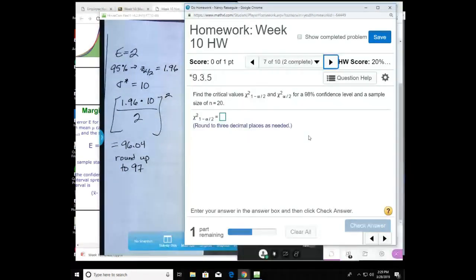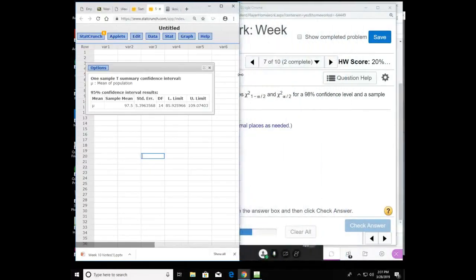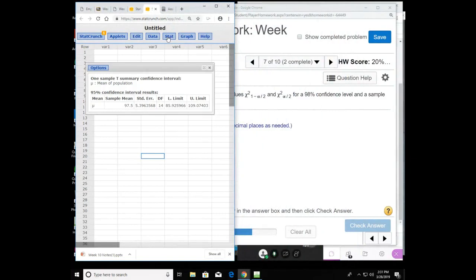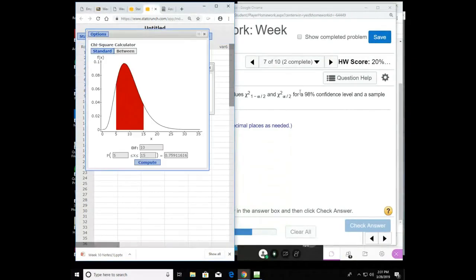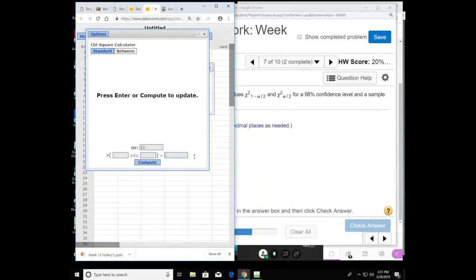If you really want to do it on your calculator, there's a way to do that, and it's not that hard once you get it set up, but it's easier to do it in StatCrunch. So in StatCrunch, you just need to have a blank data editor open, and you want to do stat calculators and do chi-square. So this one, it's asking me to do the 2 critical values for 98% confidence level. So I'm going to try putting in 0.98 over here.